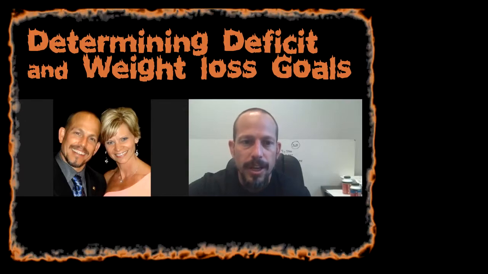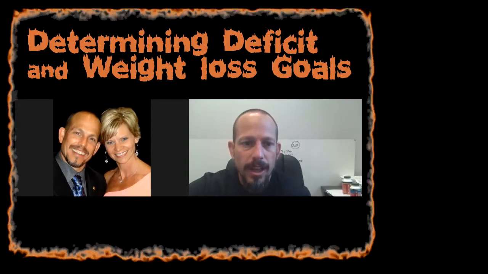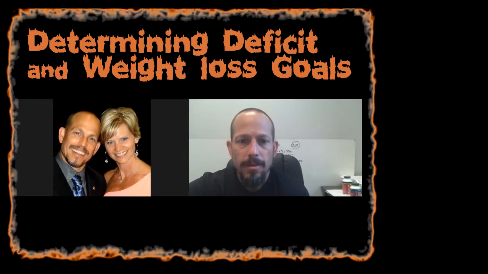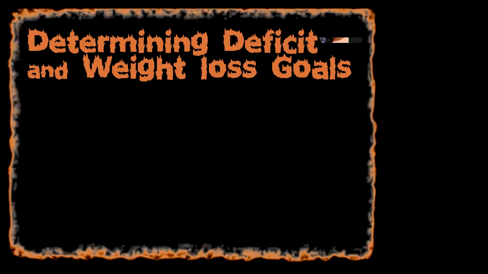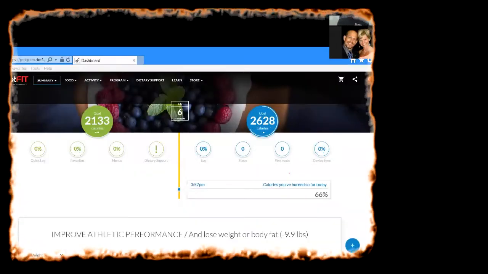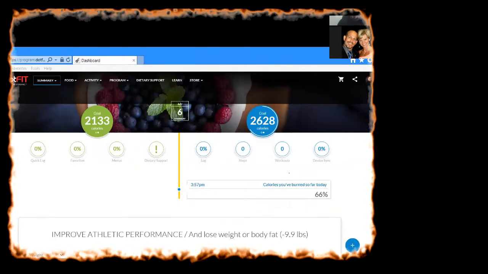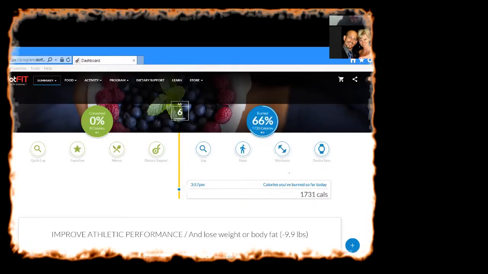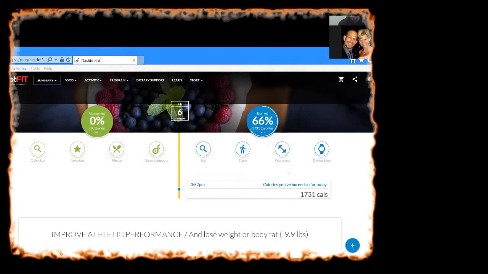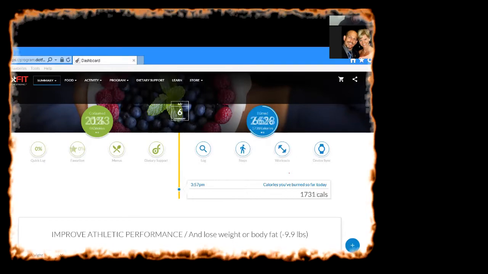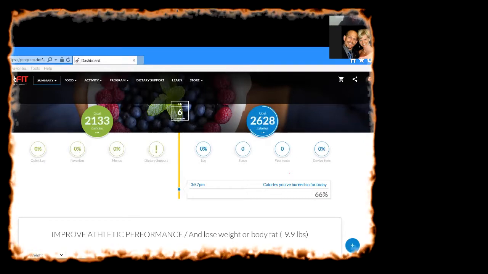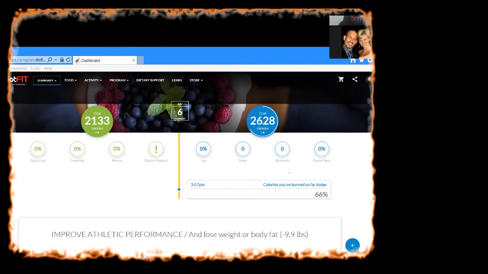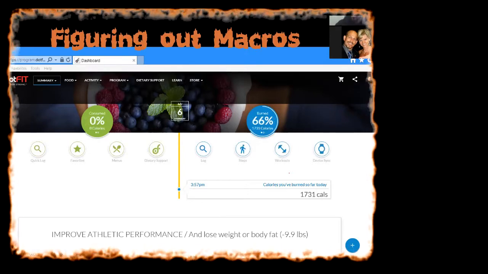I'm going to share a screen here, and we're going to take a look at my dashboard. What you're going to see here is my goal calories of 2628. That's basically my maintenance. So I wouldn't lose any weight and I wouldn't gain any weight as long as my activity level stays what I indicated in my profile in the beginning of setting up my program here.